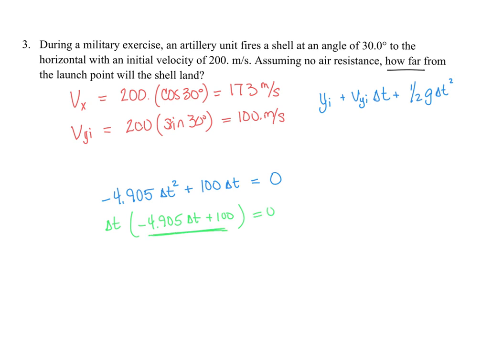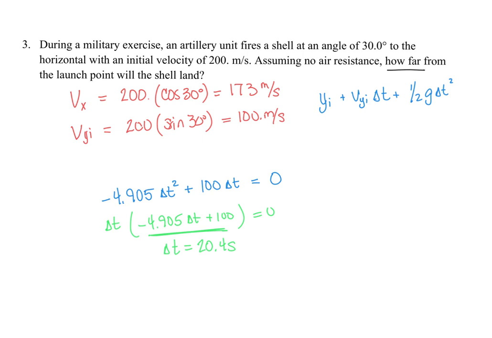So you get negative 100 divided by negative 4.905. How many seconds does it take for it to hit the ground? Yeah, so about 24.4 seconds. However, in this case, they didn't ask me how long it took. They're asking me how far it went.